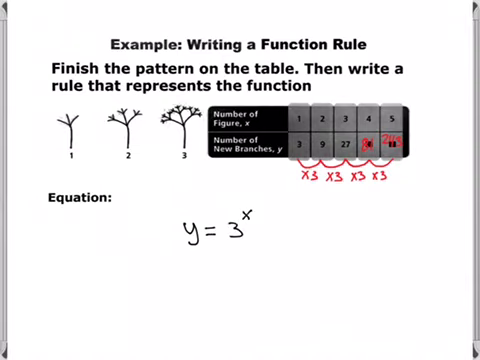And let's test this. 3 to the first power is 3, good. 3 to the second power is 9, that works. 3 to the third power is like 3 times 3 times 3, which is 27, so this equation works.